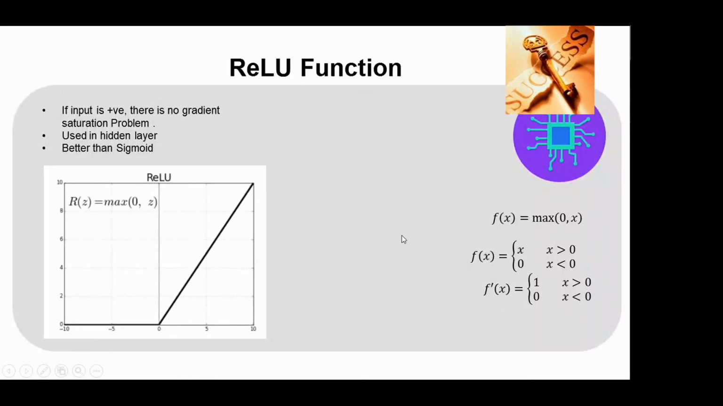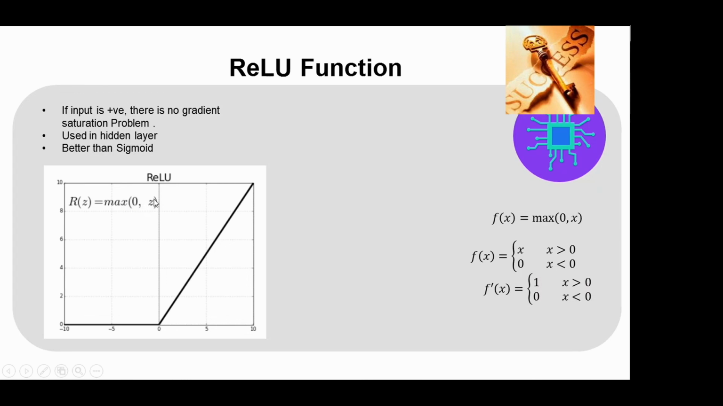And the next is ReLU. ReLU means rectified linear unit. This is also a non-linear activation function. So you can see here there is no slope. You can see the graph of this ReLU function. There is no slope. So it will find the maximum of 0 and z.